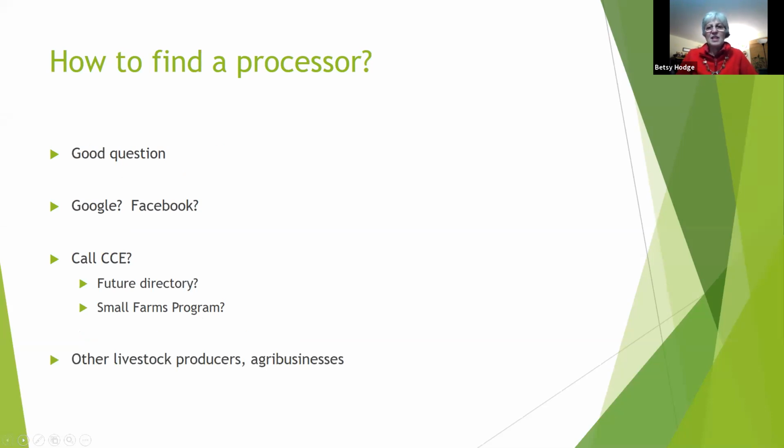You can call CCE, Cooperative Extension. We are currently calling all the packers in the state and asking them if they want to be in the directory, whether they do lambs, pork, beef, goats, chickens, and we hope to have that done. Won't help you much this season, but hopefully it will help you next fall. And the Small Farms program in the past has had a map with the different slaughterhouses on it. That is down right now. I'm hoping they put that back up after they get all the information for the directory. So there will be some resources available.